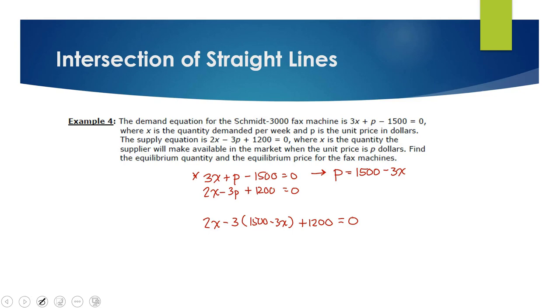So I'll distribute the negative 3, so I have a negative 4500 plus a 9x plus 1200 here. If I simplify, I have 11x minus 3300 equaling 0. 11x, adding 3300 to both sides, and x would be 300. So that is the equilibrium quantity.